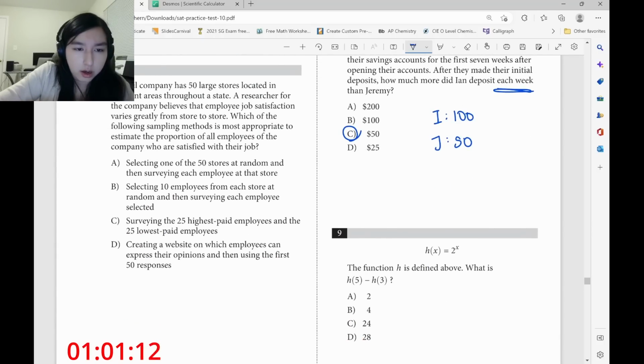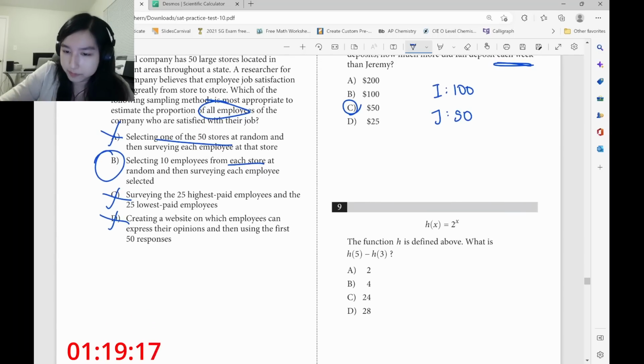Sampling, proportion of all employees. So which one's biased? The website is biased against age. Income, biased against income. 10 employees for each store versus one of the stores. A is biased against location. It's going to be B.